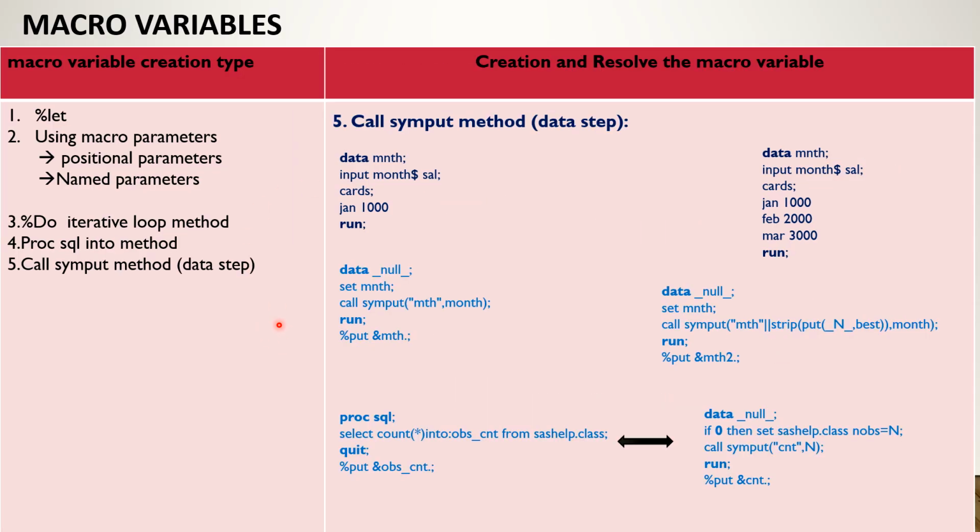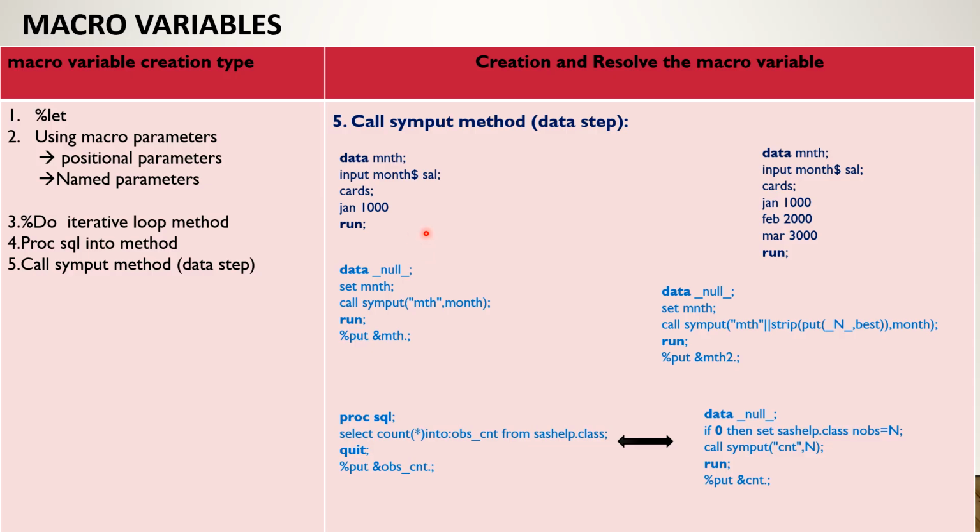So here the last one is the CALL SYMPUT method. By using the CALL SYMPUT method also we can create macro variables. Earlier we discussed, right? By using the proc SQL INTO method we created the macro variables. In the same way, whatever we discussed earlier, we can use CALL SYMPUT also to create the macro variables.